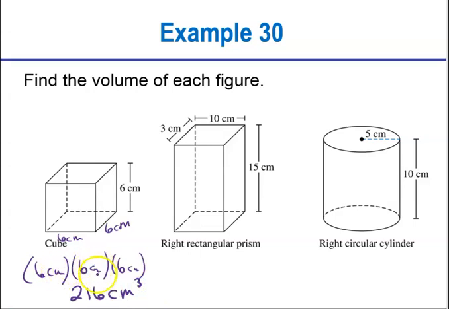Because centimeters times centimeters times centimeters is centimeters cubed. Remember, that was the same thing as a milliliter, a centimeter cubed. So this would also be 216 milliliters if you wanted to fill it up with liquid.